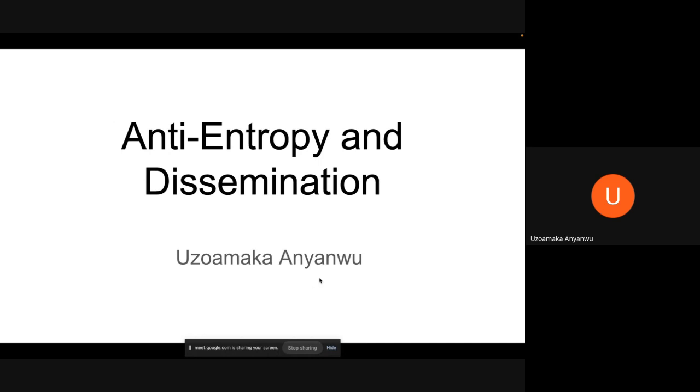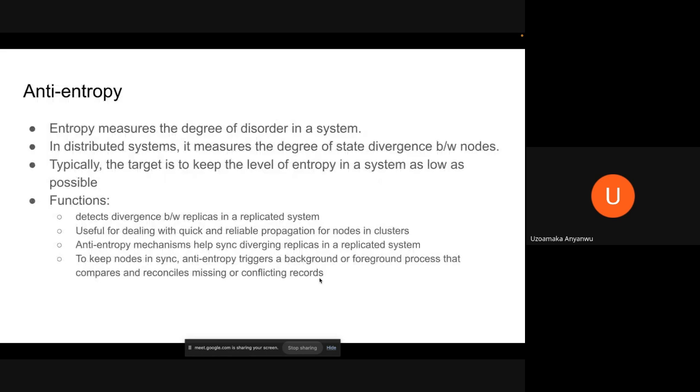Today we're going to be focusing on anti-entropy and dissemination. Today's topic focuses on data propagation within a cluster system. Next slide, please. Okay, so entropy is the measure of degree of disorder in a system. In the context of distributed systems, it's the degree of state divergence between replica nodes. Typically, the aim is to keep the level of entropy as low as possible to have a properly functioning system.